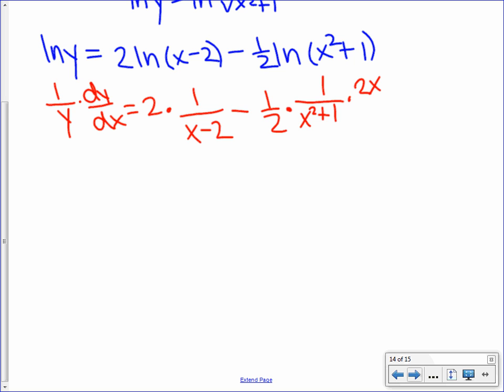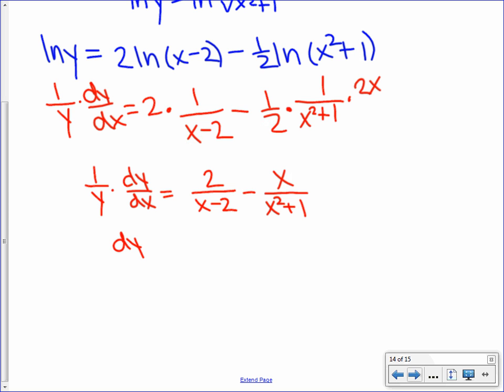So I'm going to make this look a little bit prettier. So we have 1 over y dy dx. I'm going to write this as 2 over x minus 2 minus x over x squared plus 1. Right? The 1/2 cancels with the 2. Okay. All times y. So dy dx equals y times 2 over x minus 2 minus x over x squared plus 1.